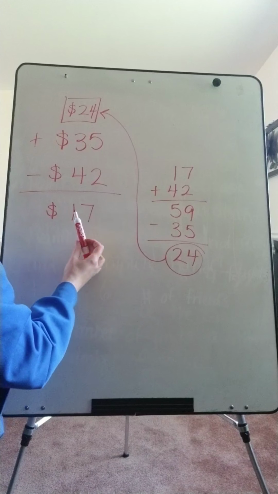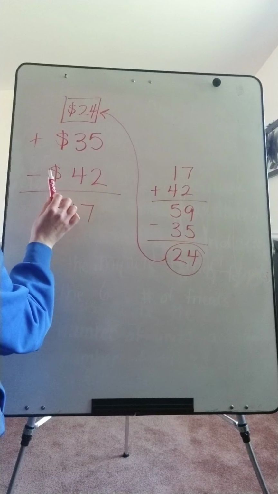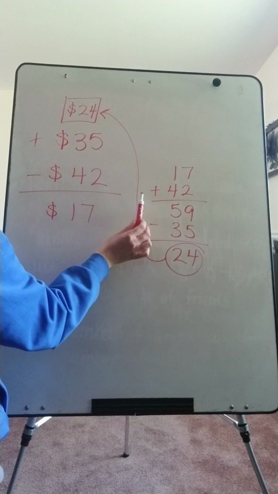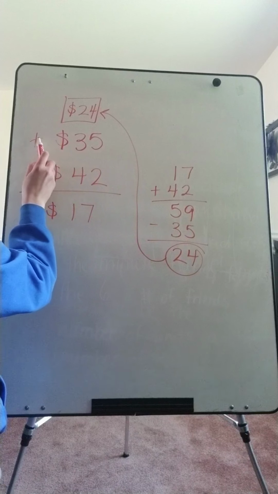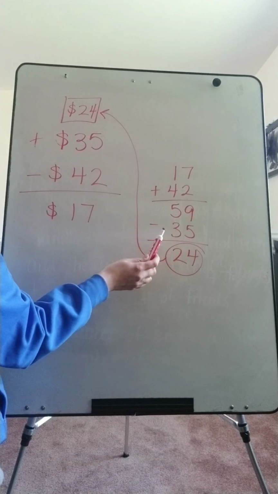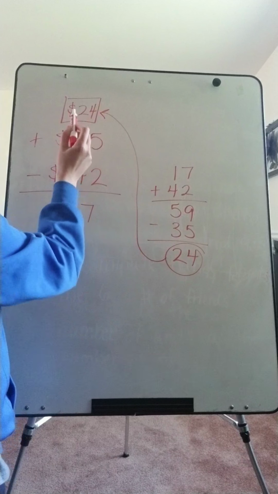So again, we are just working backwards. We're starting with what he had left, and we're doing the opposite. So he spent 42, but to figure it out, we're going to add the 42, and we got 59. He got $35, which is a positive, but we're going to do a minus because we're working backwards. And that gave us the 24. So that's what he started with.